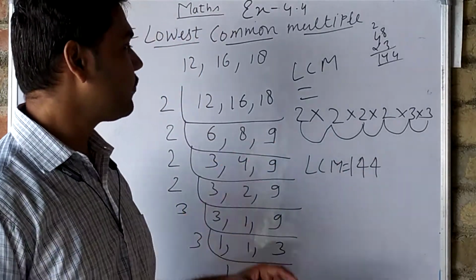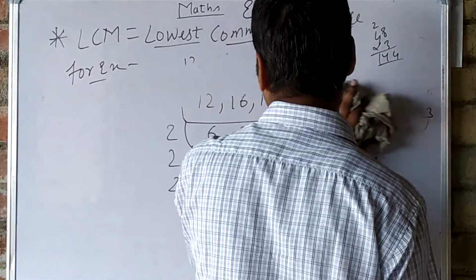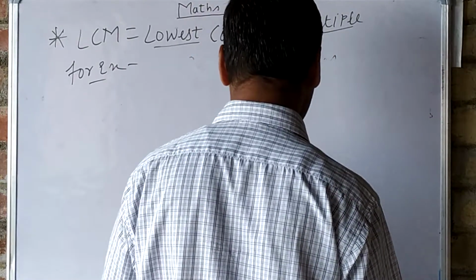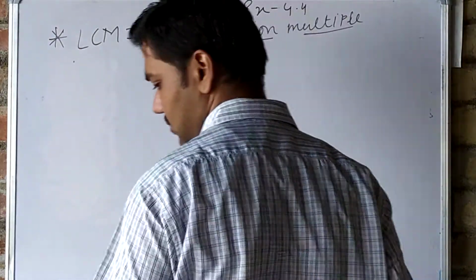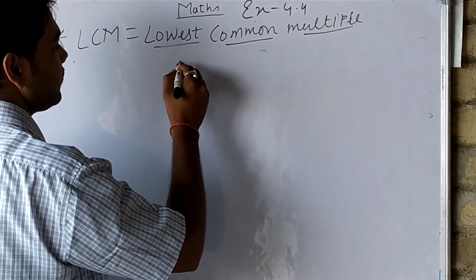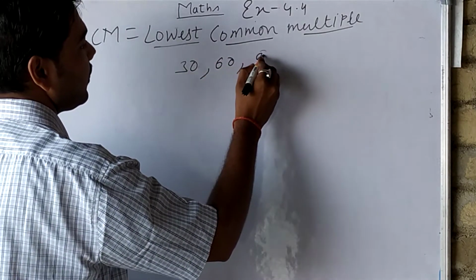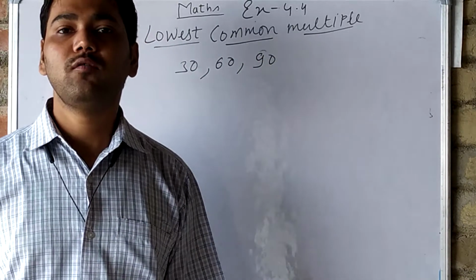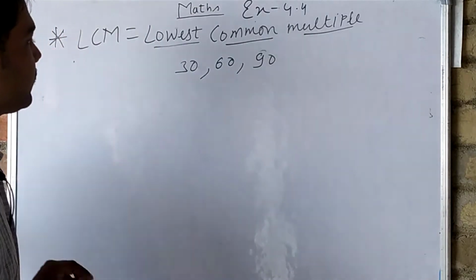We will take one more example so that it will be more clear to you. Now let us take 30, 60 and 90. What we have to do? We have to find the LCM of 30, 60 and 90.